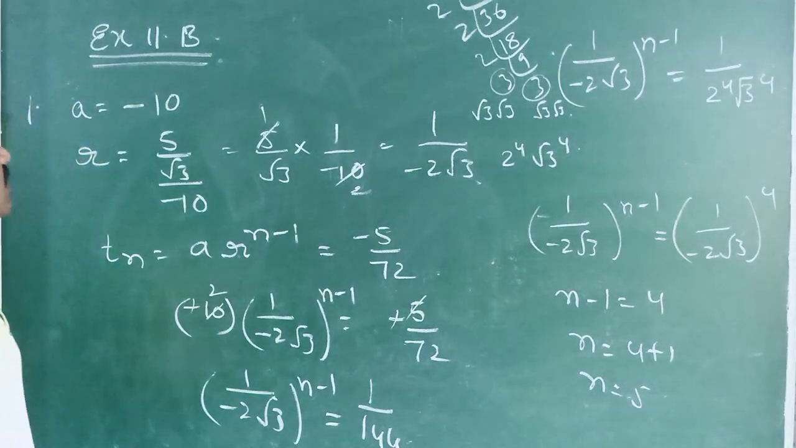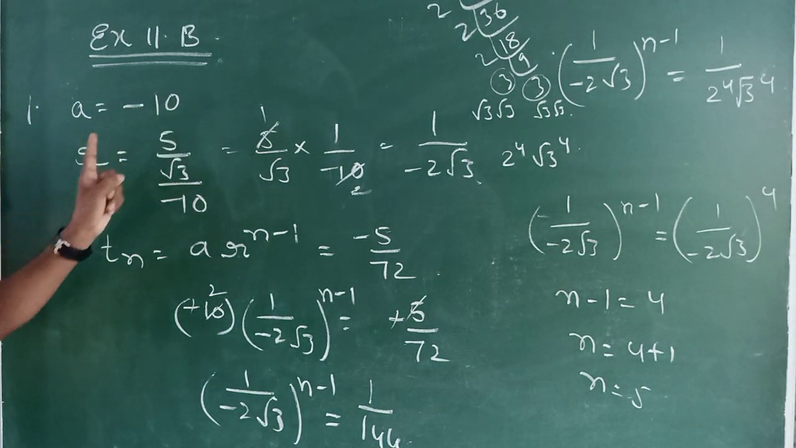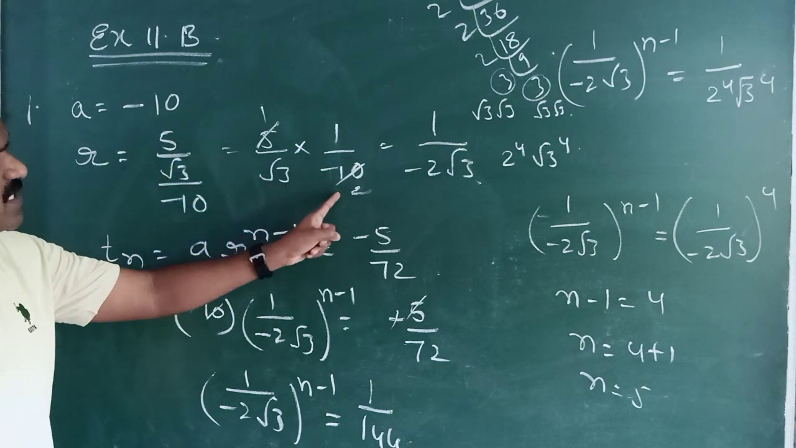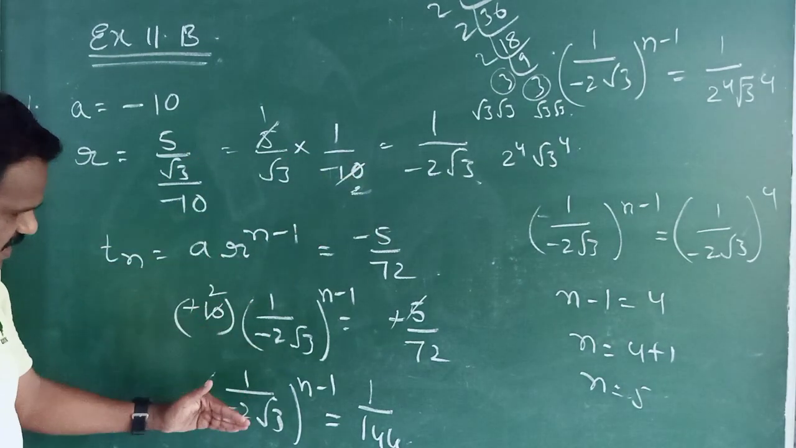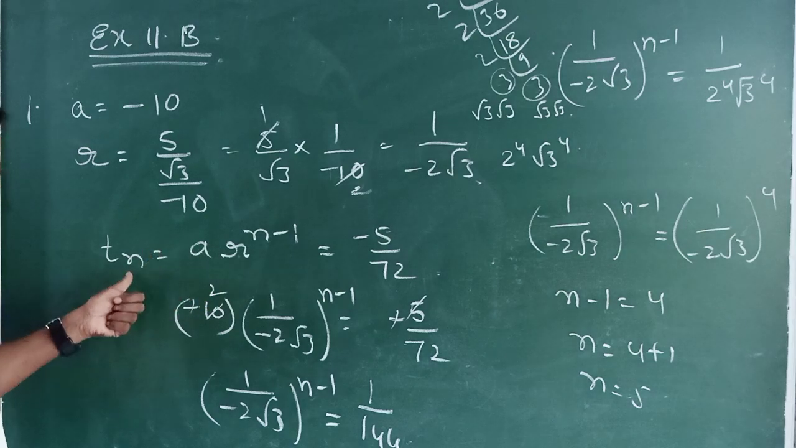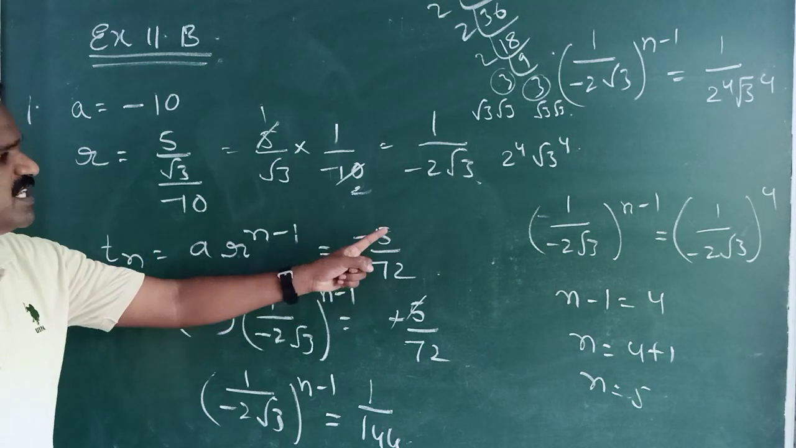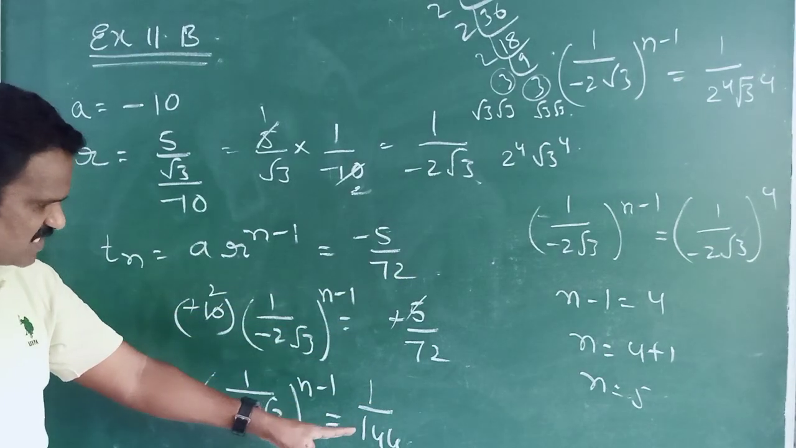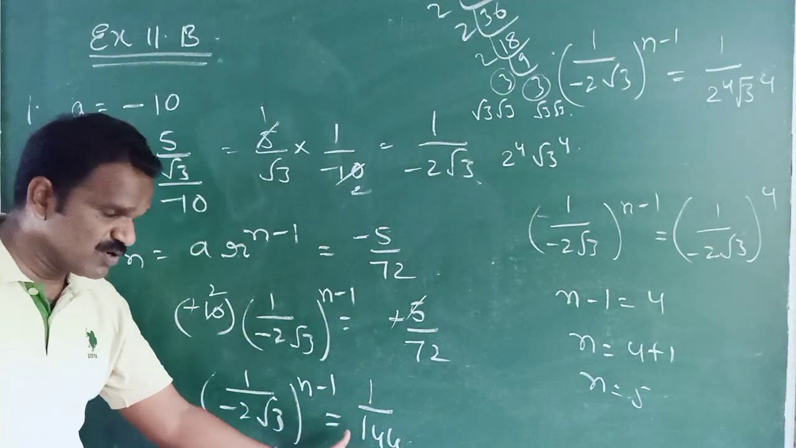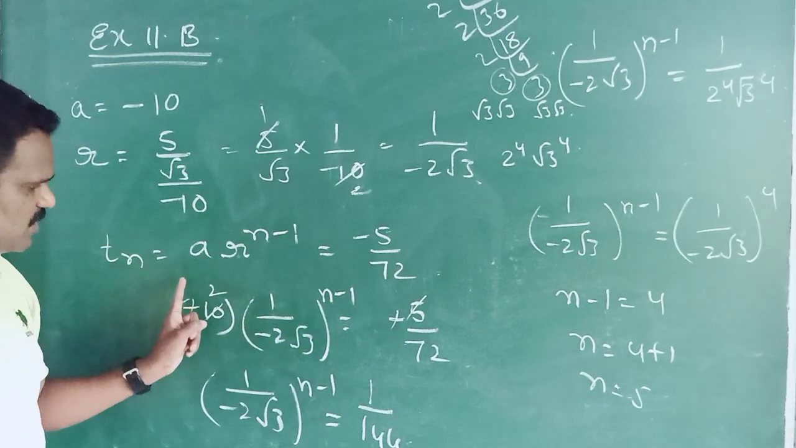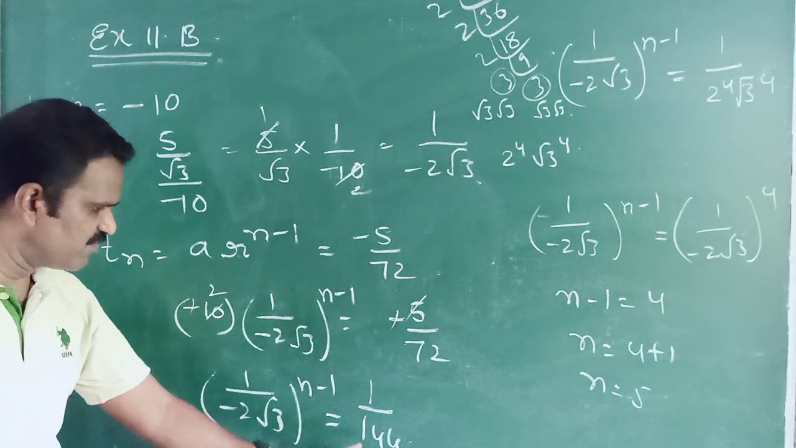So once again you see, a is equal to minus 10, r is equal to 5 by root 3 by minus 10, that is 5 by root 3 into 1 by minus 10. We got the r value. After getting the r value, substitute in the formula Tn is equal to a into r to the power of n minus 1. The nth term he gave is minus 5 by 72. We took minus 5 by 72, and when we simplify we got 144 because minus minus cancelled. 5 2 times, 2 comes this side, 72 into 2 is 144.